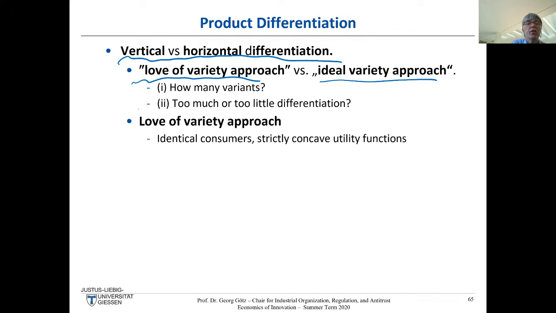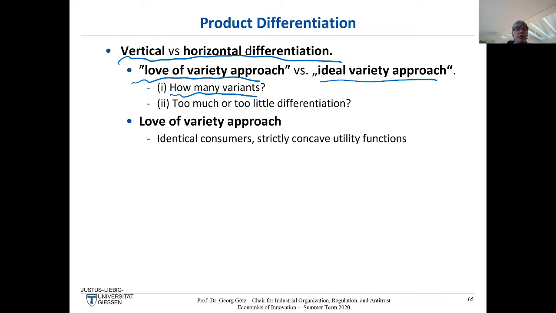And the question is always here, how many variants? That's the question from the welfare point of view. How many variants should we have? It's also a question, of course, for a single firm. In IO, I gave you the example of shampoo. The question is, for instance, for Procter & Gamble, whether to churn out a new version of its Head and Shoulders shampoo.